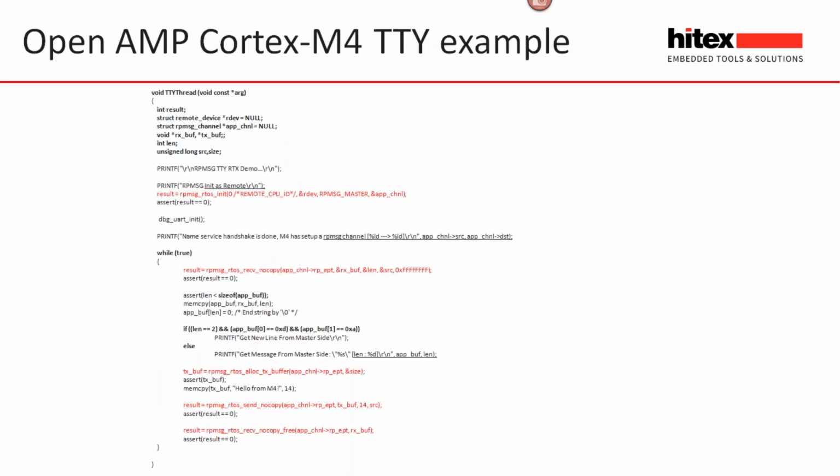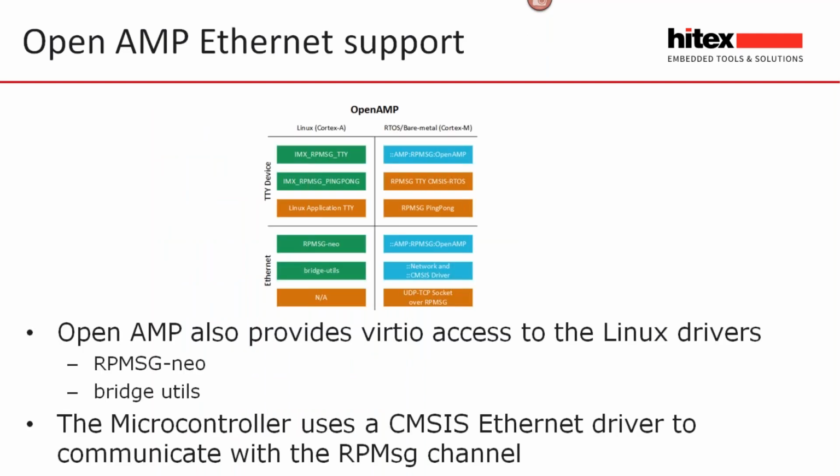And on the M4 side here, we're initializing the message channel, and then we're receiving data, and then allocating the transmit buffer, and then sending data out to the Cortex-A processor. So to join the two processors together, we have a standard, easy-to-use framework that allows us this two-way communication.